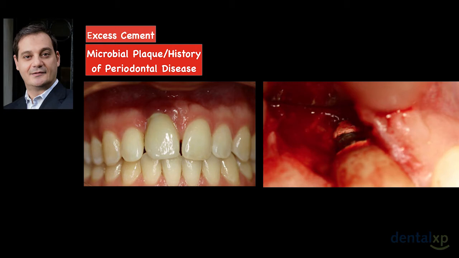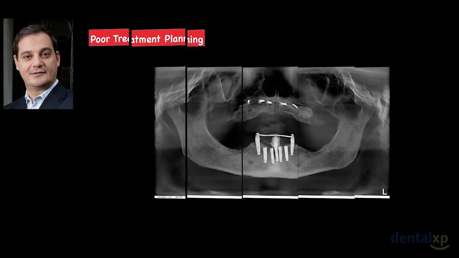So one has to be very careful when they want to cement the crown around an implant, to make sure and take every precaution to eliminate the increased risk of excess cement.